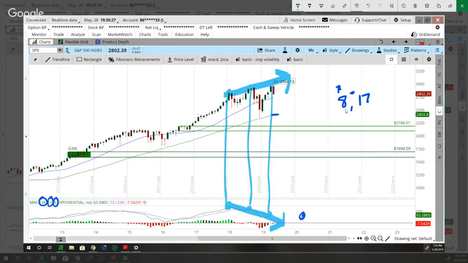When our 8 is below the 17, then our MACD will be below the 0 line. Okay? So what we're looking at here is the difference between an 8 and a 17-period moving average. Now, what is the 9? The 9 is the 9-period moving average of the difference between the moving averages.